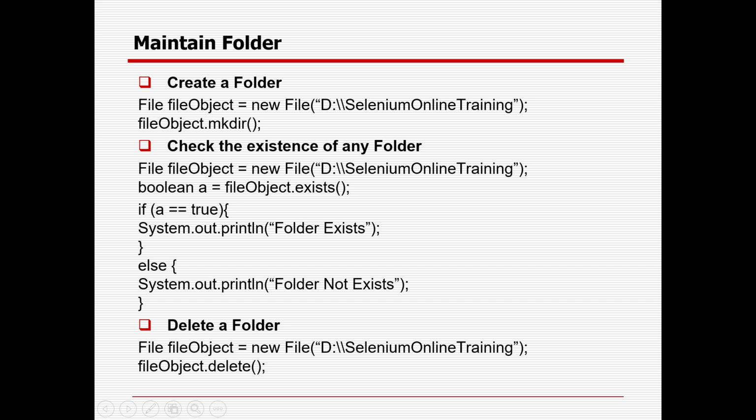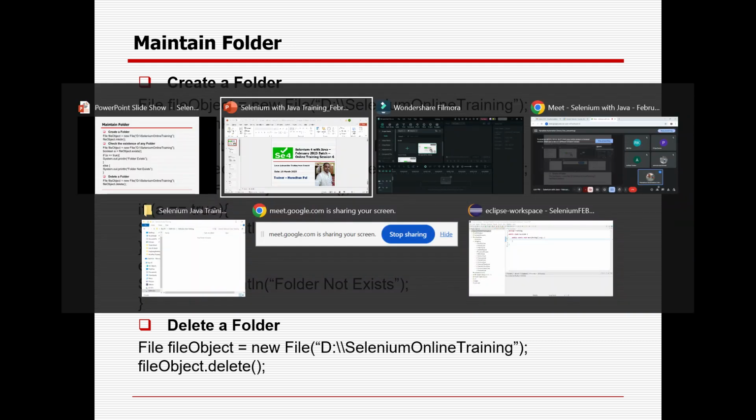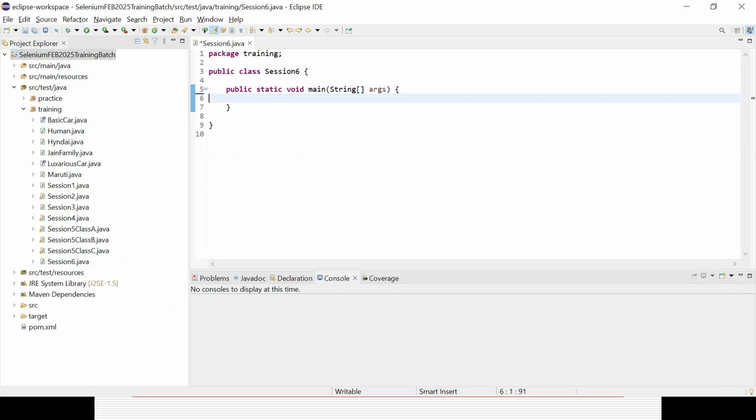So the first thing is that you need to create an object of the File class, giving the path of the file or folder you want to create. After that you need to call the mkdir method to create the folder. So we'll first see how to create a folder here, and after that we will deal with the file. I have already created a class Session6 in the training package where I'll be covering today's session.